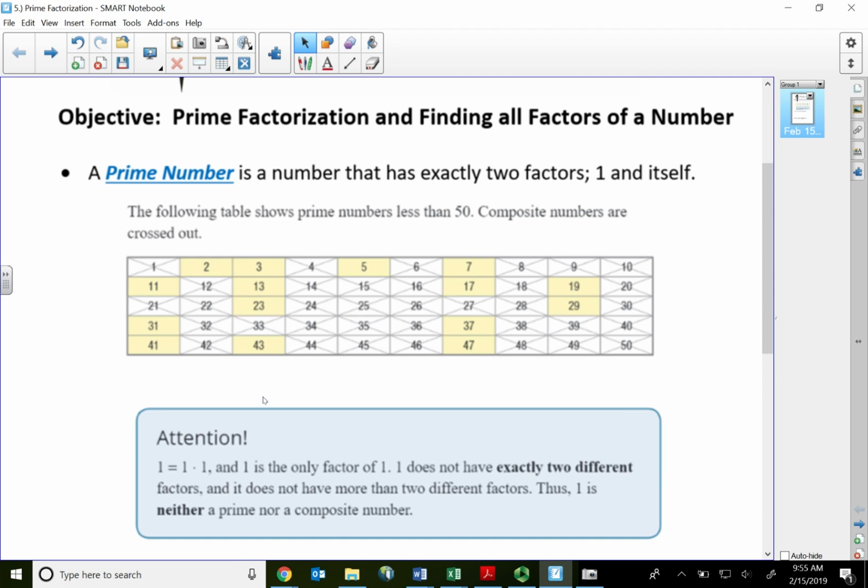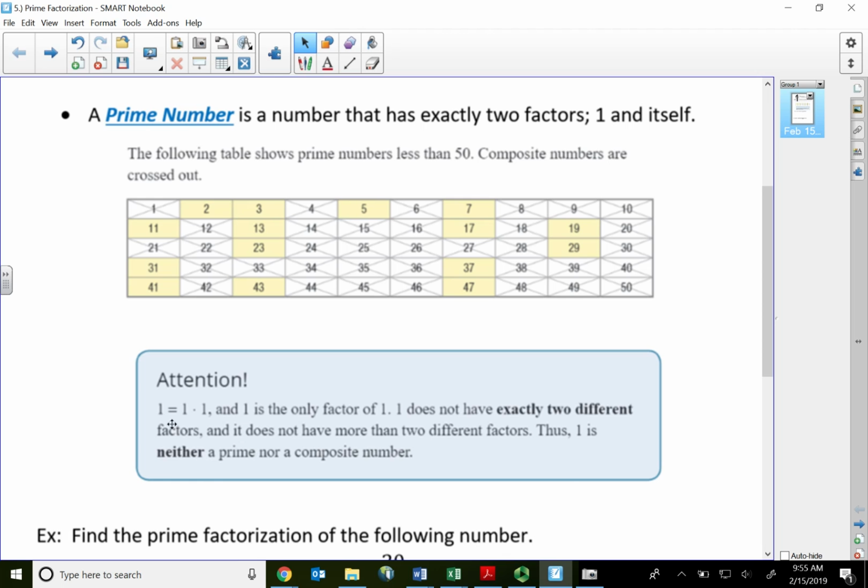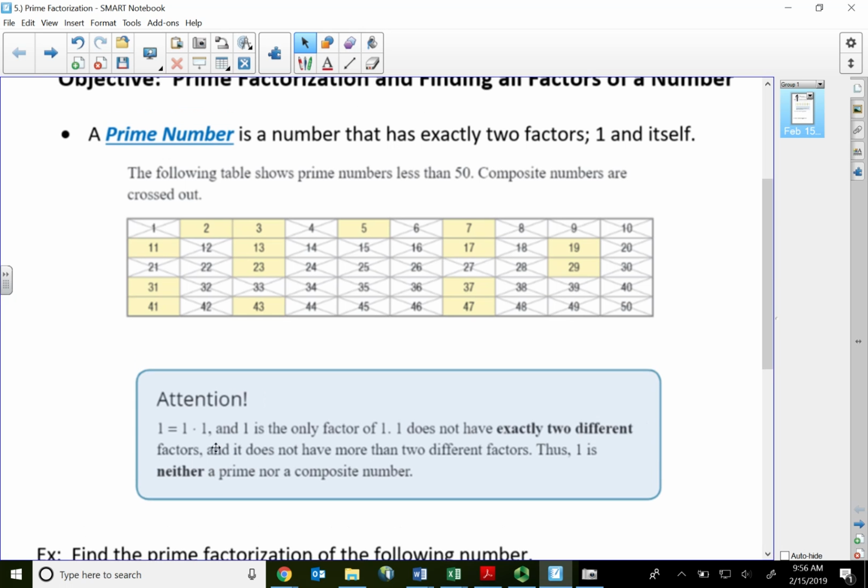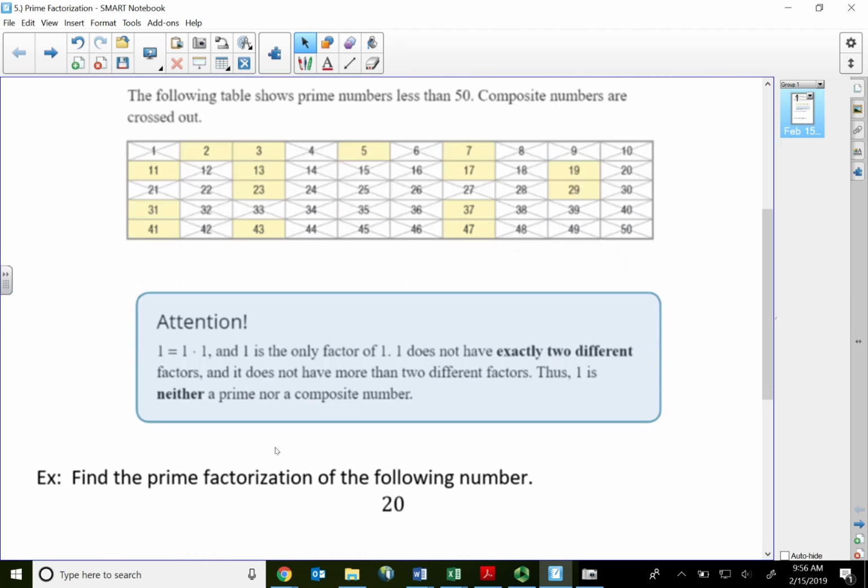Okay, so just remember the number 1 is neither a prime number nor a composite number. Okay, a composite number simply means a number that has more than two factors. So 1 is not a prime number because 1 is only 1 times 1. So that does not classify it as a prime number.